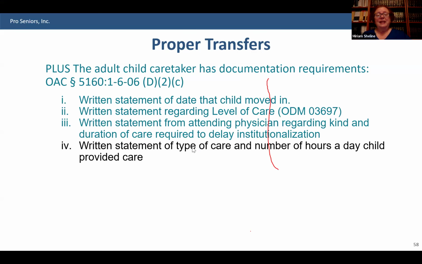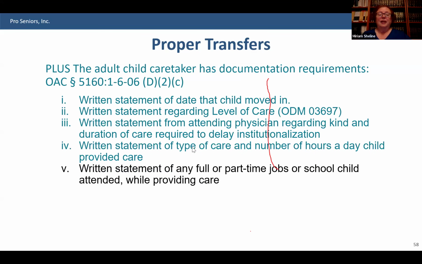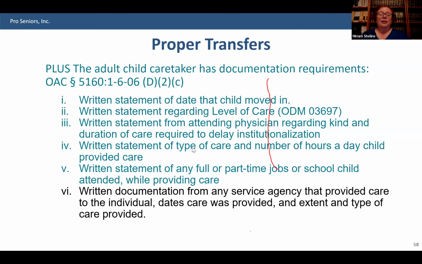You have to provide a statement of the type of care and the number of hours a day the child provided care, a statement of any full or part-time jobs or schooling the child attended while providing the care, documentation from any service agency that provided care, the dates that they provided the care and the extent and type of that care provided. So the documentation to qualify has become pretty onerous.